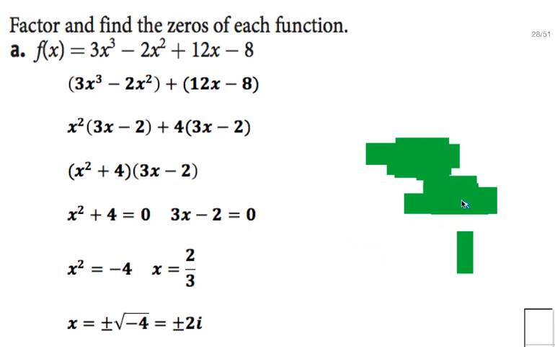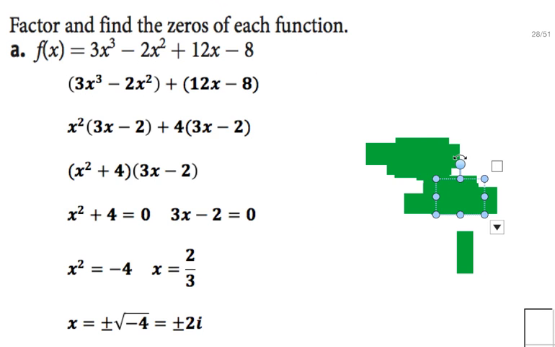And most of you probably remember from Algebra 2 that anytime you have a negative sign here, you can take it out with an i. That stands for imaginary solution. And then the square root of 4 is just 2. So the answers would be positive 2i and negative 2i and 2/3.